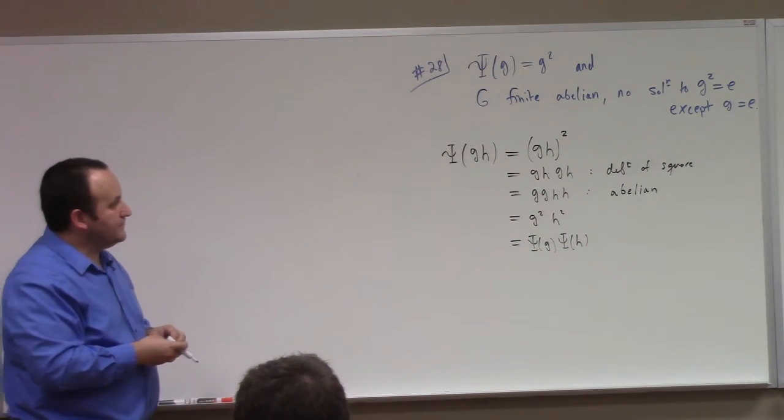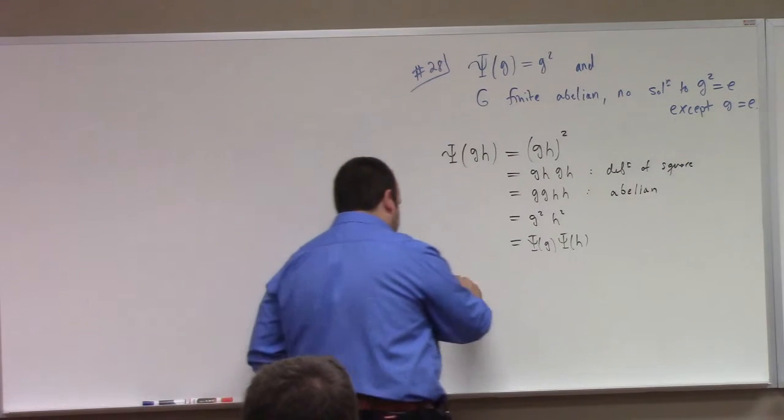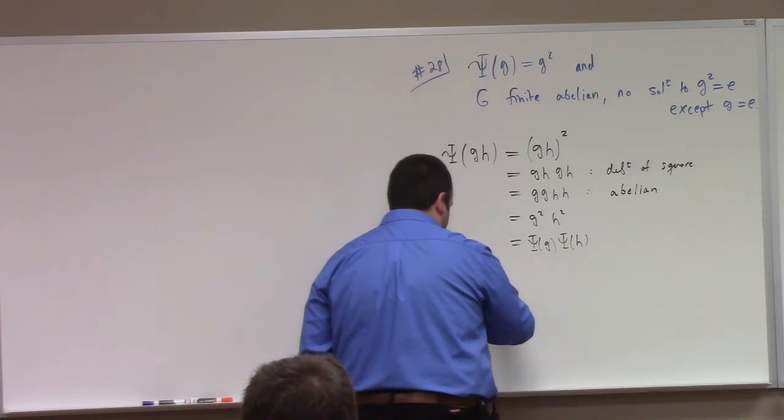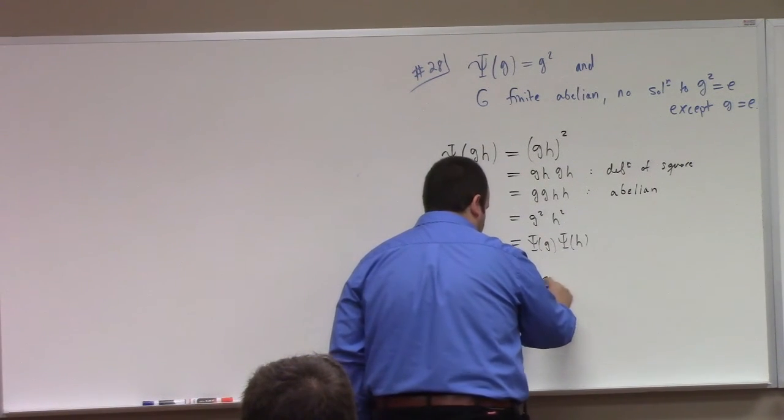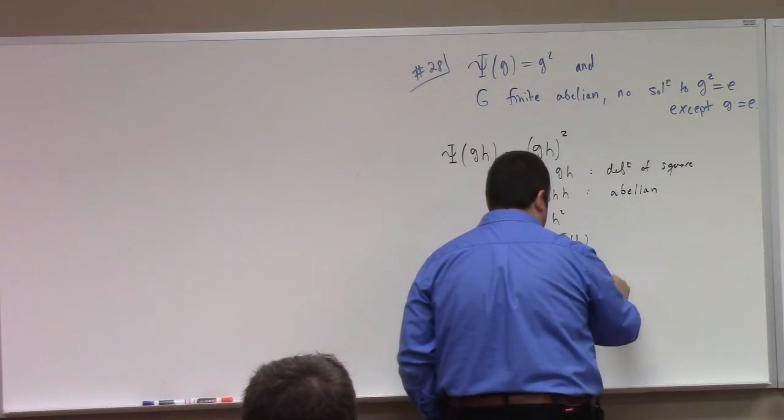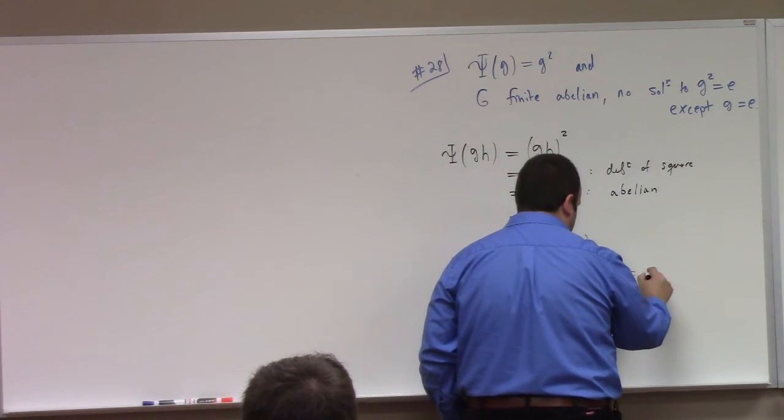Then, like you said, if we look at the kernel of psi, this is going to be the set of g in G such that psi of g is equal to e.